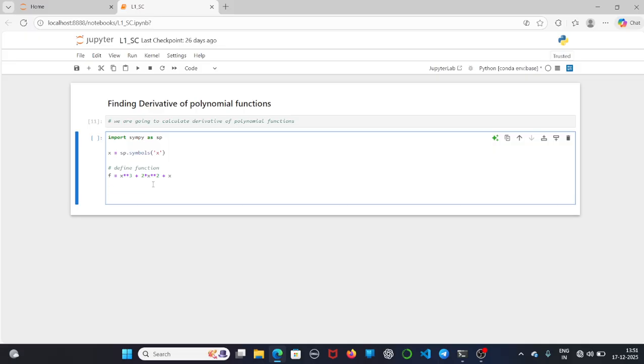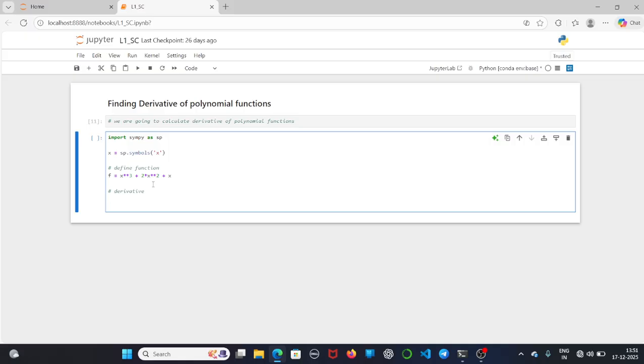Okay, so now calculate. I can write only derivative over here. Now I need to store the derivative of this function into another variable. I am going to name that variable fx. Fx is the derivative. This is the variable name. You can name it anything, right?